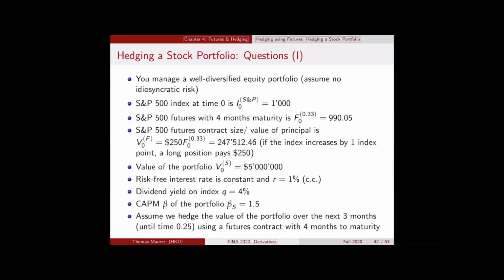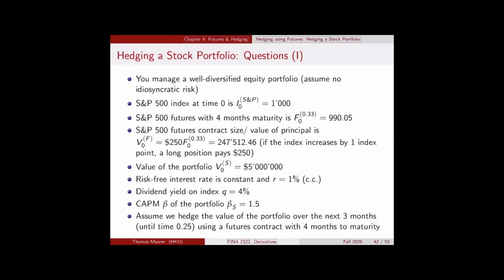And then the futures contract, which we use for hedging, has 4 months left to maturity, and it is written on the S&P 500. And the futures price today is 990.05 index points. Now suppose that one futures contract is written on $250 per futures index point, and that means since the futures price today is 990.05 index points, then the value of one futures contract is 250 times 990.05, or about $250,000.